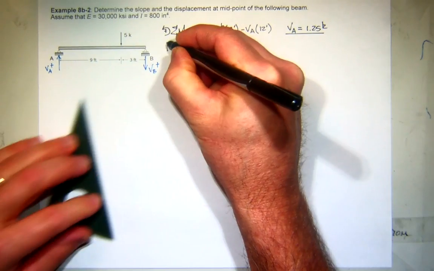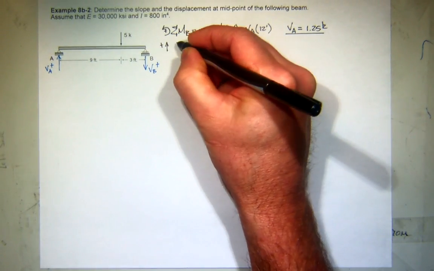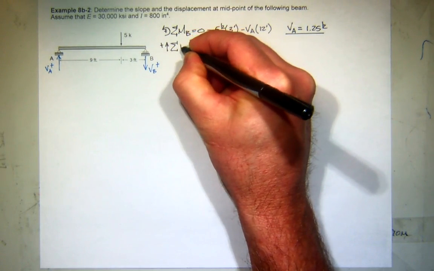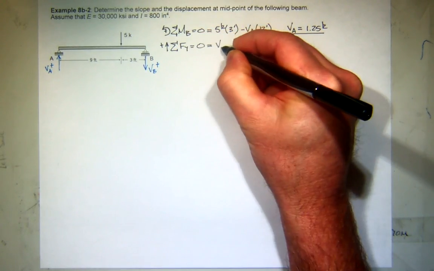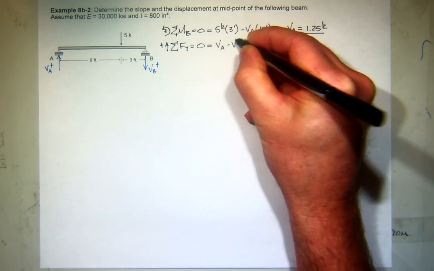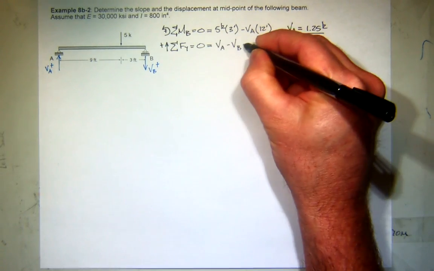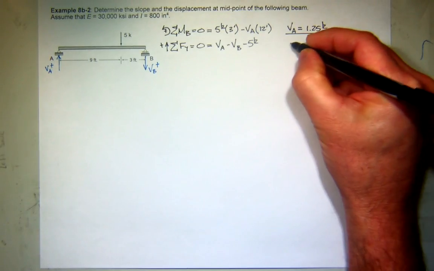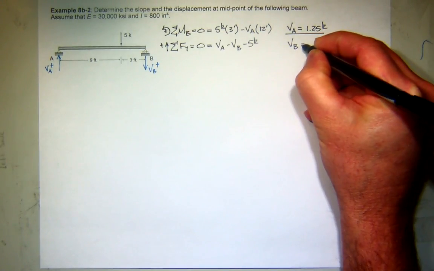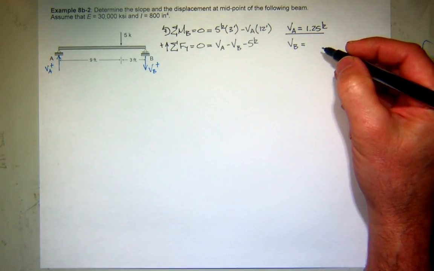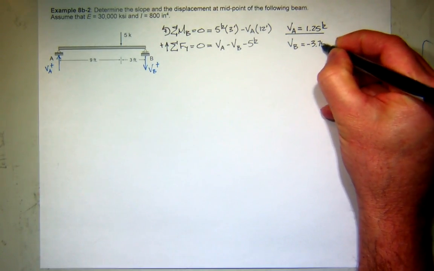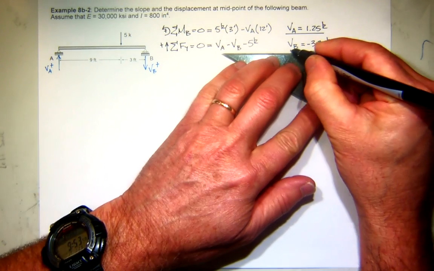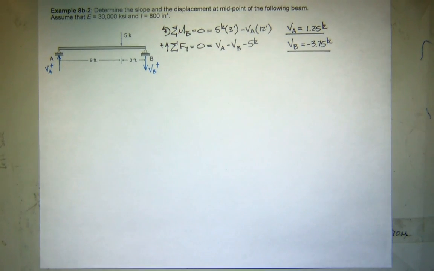And then if you sum forces in the y direction, I'll assume up for my positive value, then I should be able to find the shear at B. So I have the shear at A acting up, the shear at B acting down, and then my 5 kip force is also down. So I'll find the shear at B is negative 3.75. Does that make sense to everybody? Okay, so I'm going to use that information to draw my shear diagram.